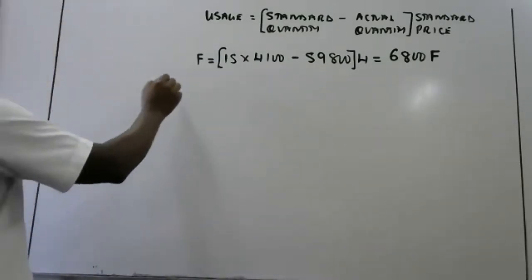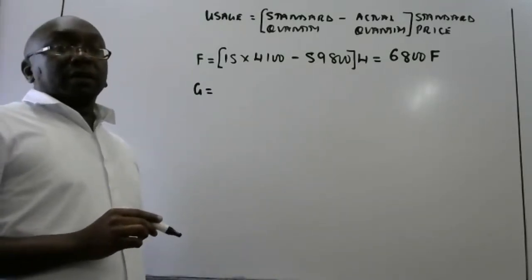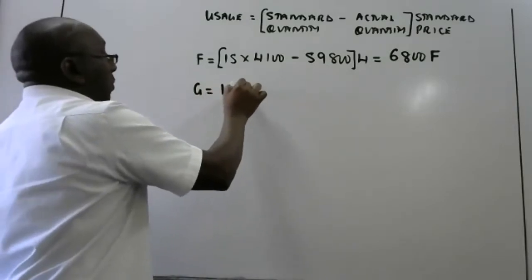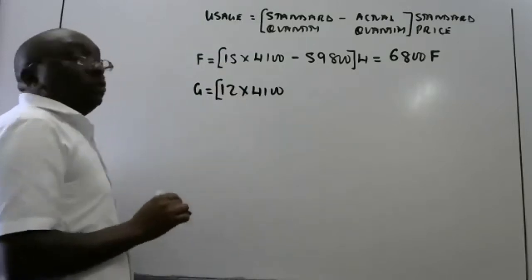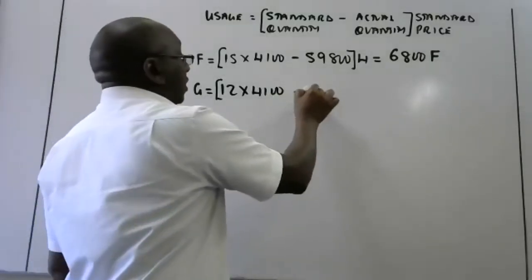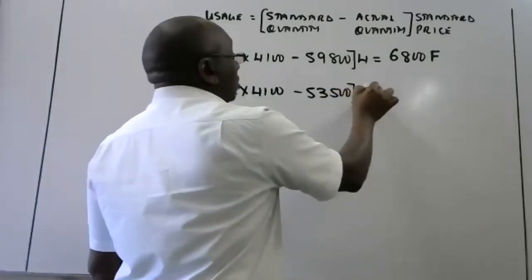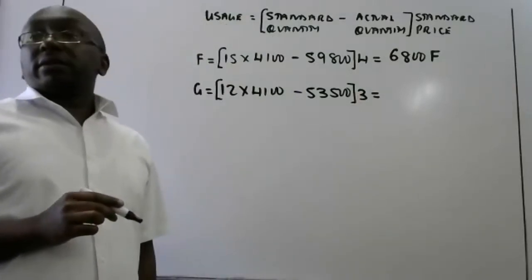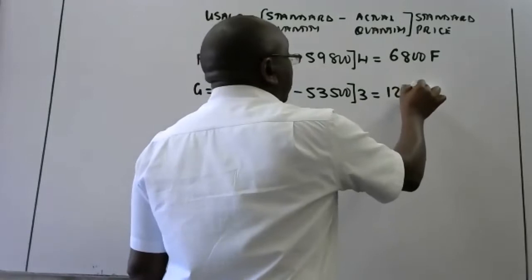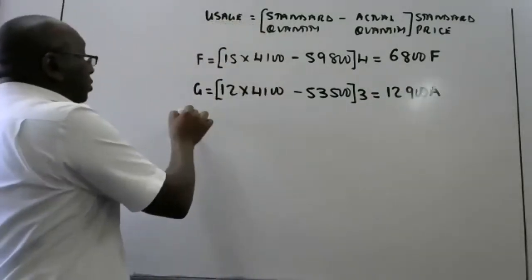The next one is G. Looking up there, one unit was supposed to use how many kilos? 12. So 12 multiplied by 4,100, you minus the actual. The actual was down there, 53,500. And the standard price is 3 bob. So that gives us how much? 12,900. Favorable or adverse? Adverse. Then do the same for H.